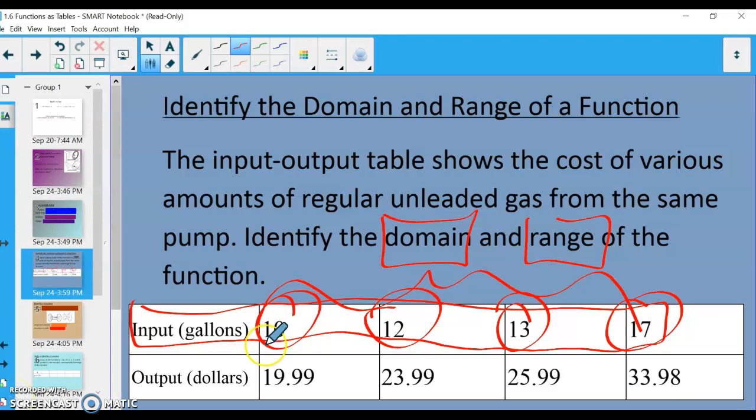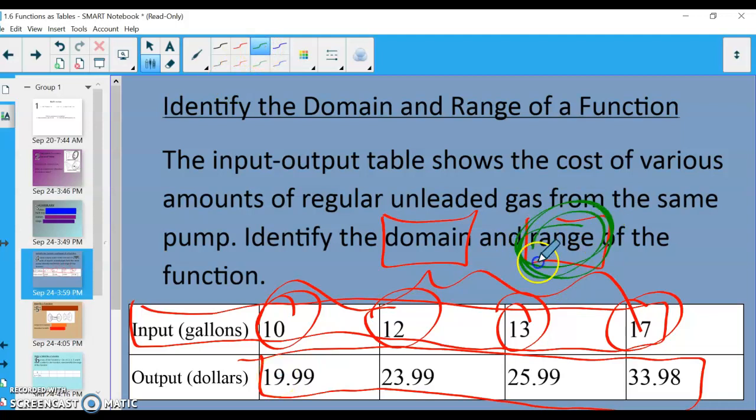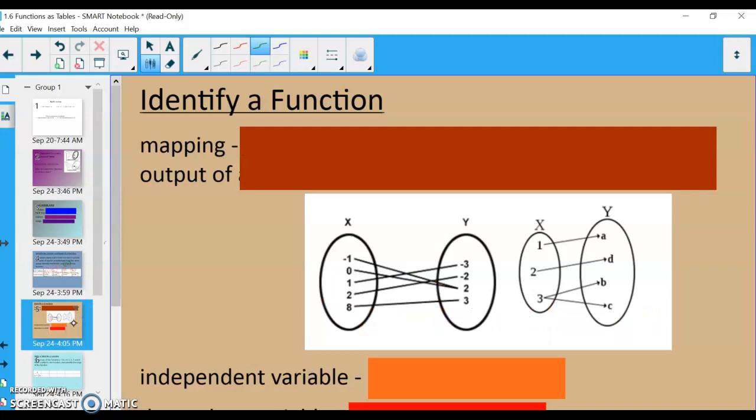So the domain is, again, 10, 12, 13, and 17. The range then, in this case, is the output, or 19. Sorry, I should have done a different color. The range is 19.99, 23.99, 25.99, and 33.99. So again, remember, the domain is what goes in, the range is what comes out. Okay.